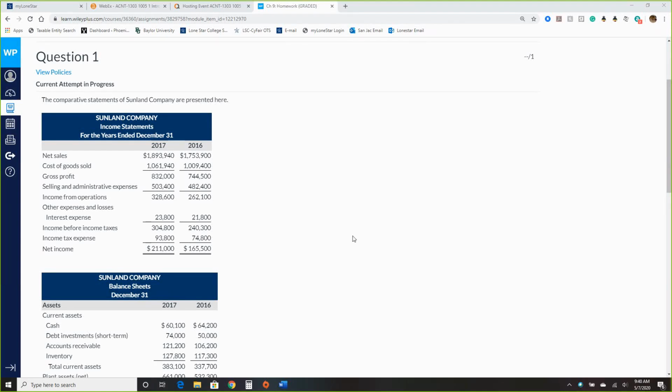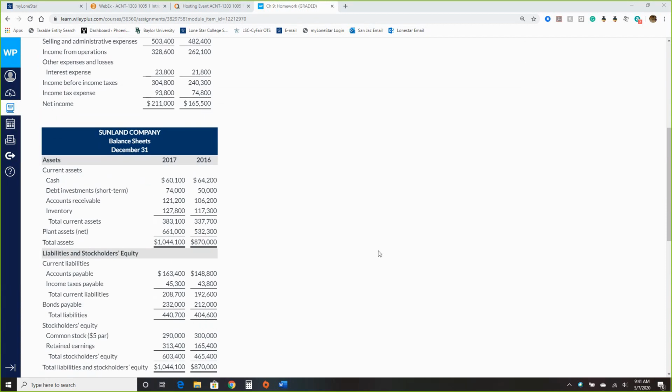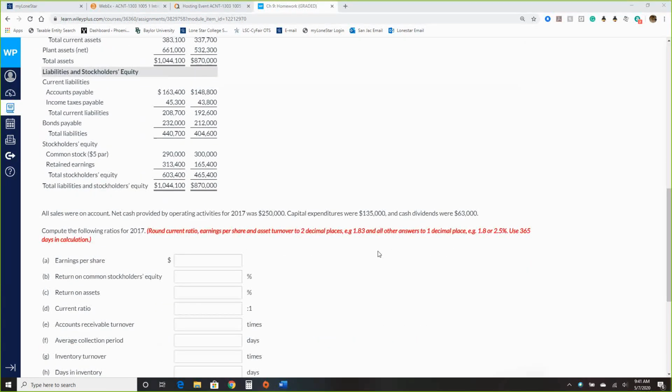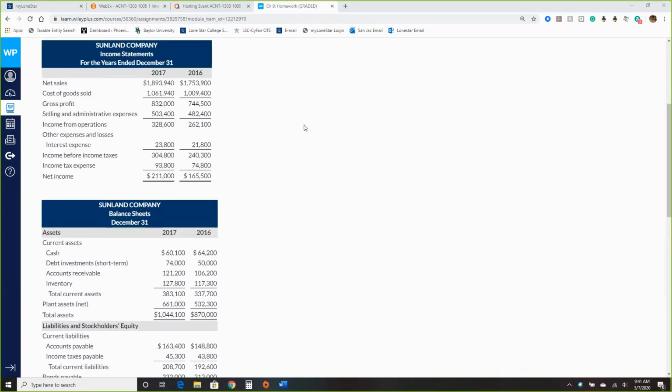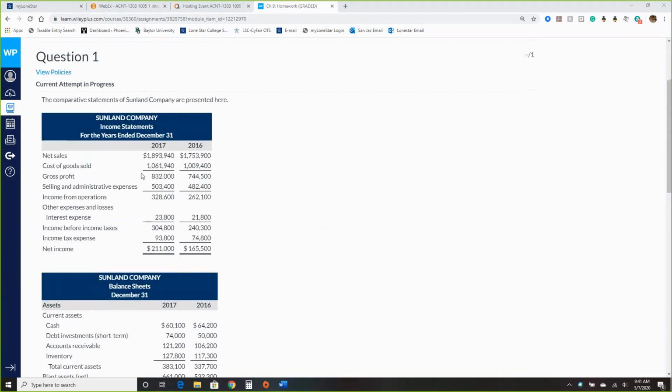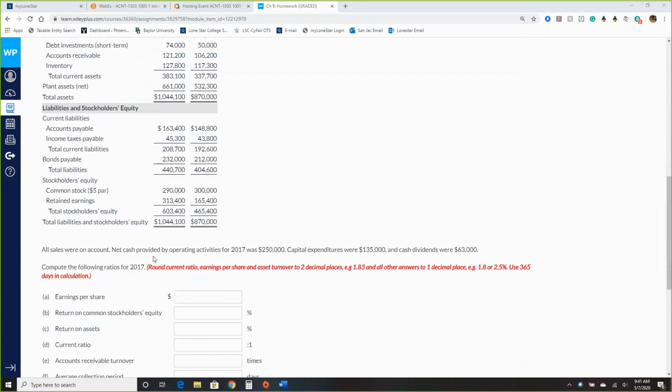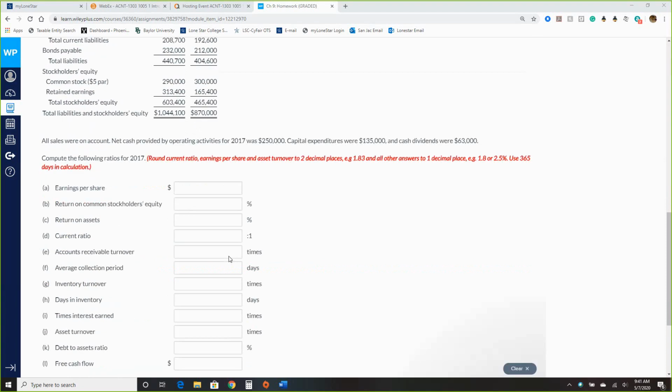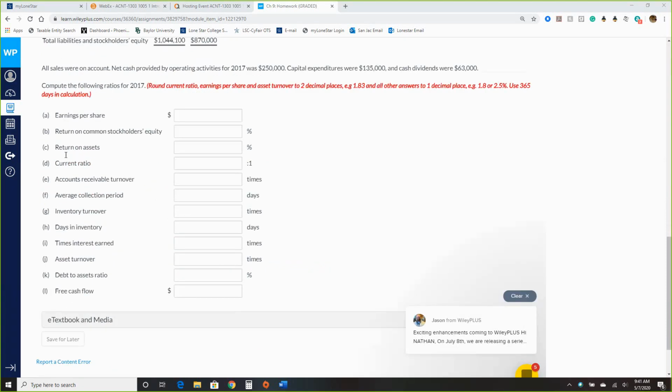Alright, let's go over Chapter 9 homework. In Chapter 9, there's a lot of formulas going on, so you're going to see me probably switching back and forth as we go through to find every little hidden nook and cranny out of the income statement, balance sheets, and this little extra information, which of course is going to deal with a few of these formulas. Right now we have, it's like 1, 2, 3, 4, 5, 6, 7, 8, 9, 10, 11, 12.